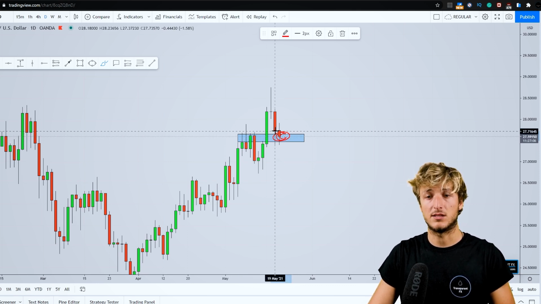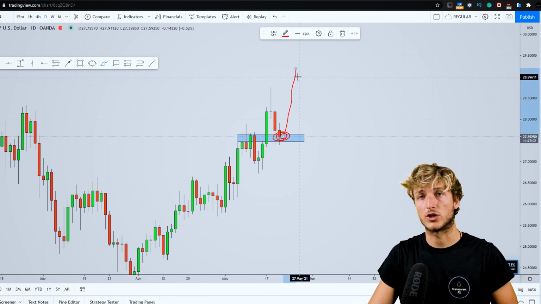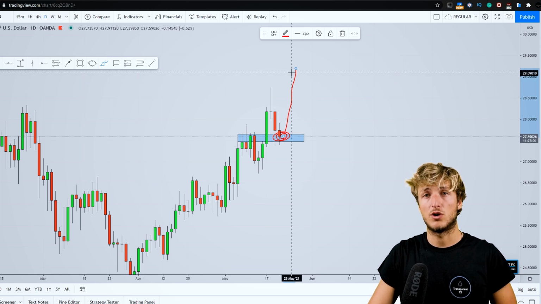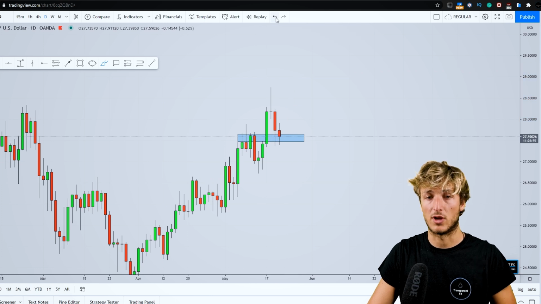And as the market is testing this previous resistance turn support, we can expect the market to provide a rejection to the upside, possibly for the creation of a higher high and completion of this impulse correction and impulse pattern to the upside.